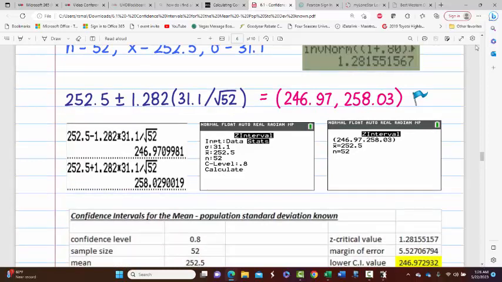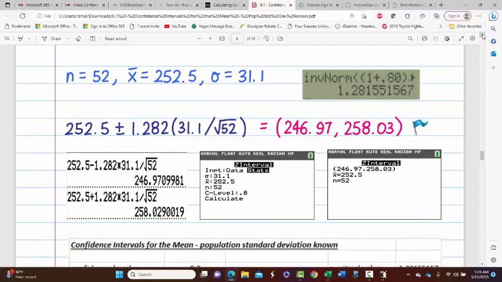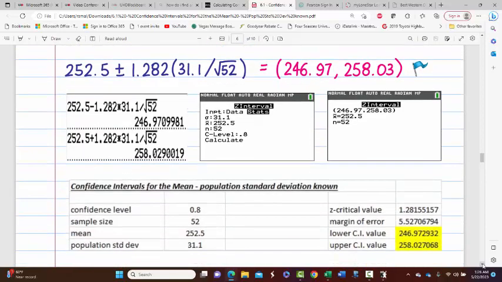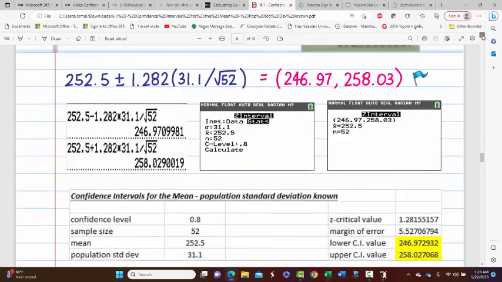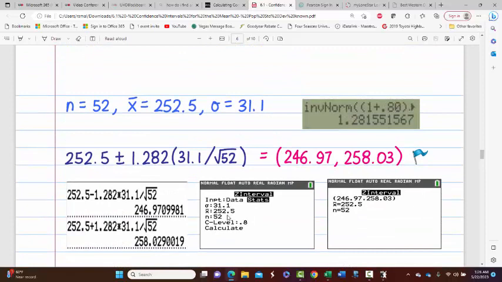And some of these I'm just going to kind of explain because, like I said, we'll do fresh examples in the homework. Just to save time in the lecture here, I won't necessarily punch in all of these because you're going to see it done anyway. So it's Z-interval stats. The population standard deviation is 31.1. Mean 252.5. Sample size is 52. Confidence level is 80%, 0.8. Then you hit calculate. And there you get it right there, 246.97 to 258.03, which matches what I've got using the formula, which you do not have to do.